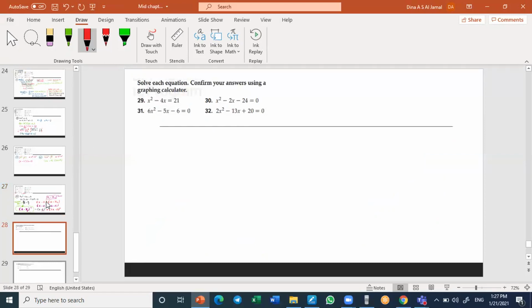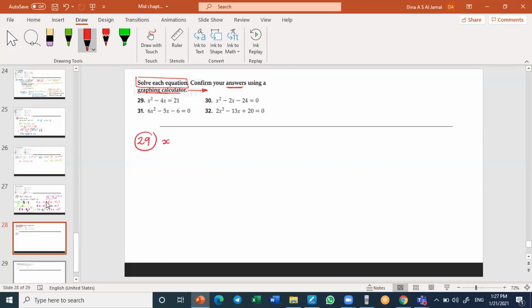Solve each equation. Confirm your answers using a graphing calculator. This is what I told you at the beginning of the video, that I will be showing you how you can check your answers using a graphing calculator. Some of you will not have the physical graphing calculator, so I will be teaching you how you can check using the online graphing calculator. Let's look at question 29.